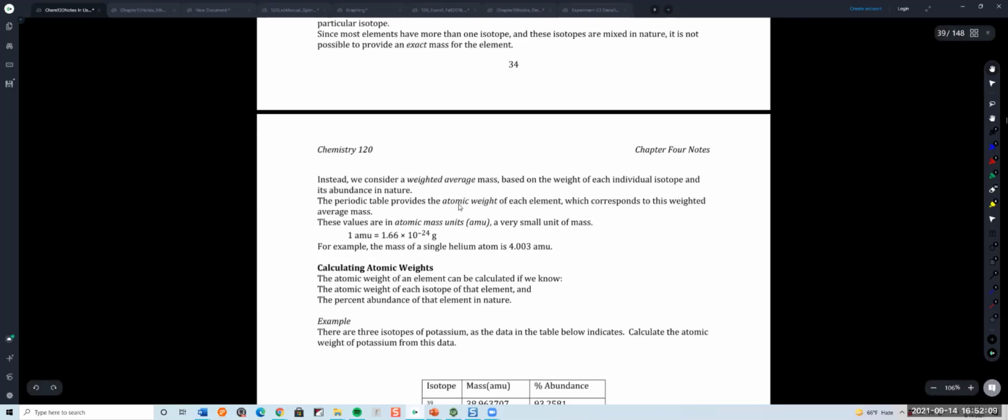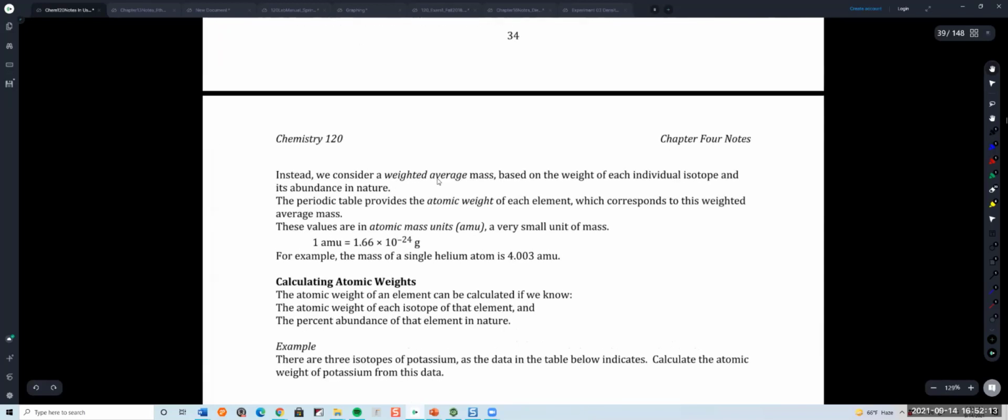Now, the unit that we will use for these, and by the way, the calculation that we're going to do for this is the exact same way that I calculate your grade. It's what's called a weighted average. And we'll see how that's done in just a second.